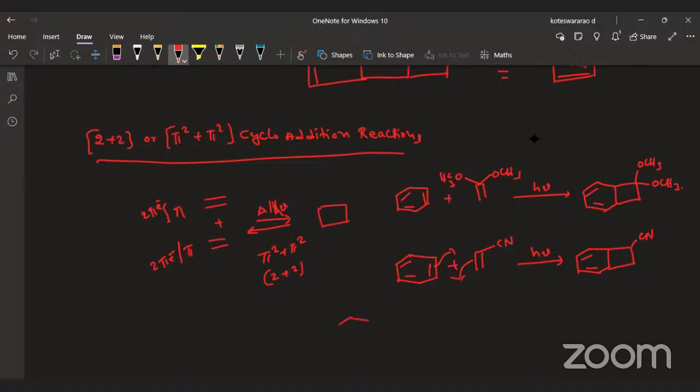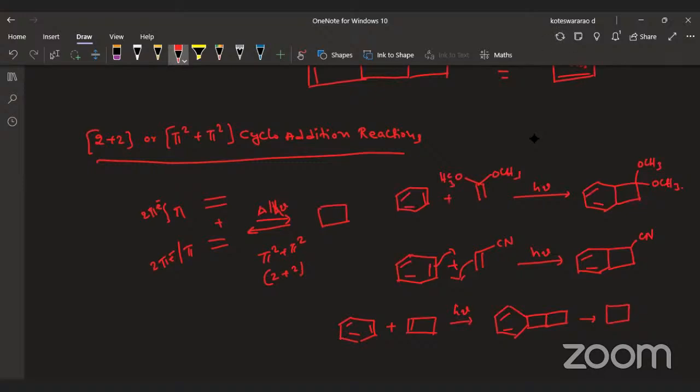Similarly, the benzene is reacting with butene; first it generates the three-membered ring. Again, these two pi bonds are undergoing an electrocyclization reaction.